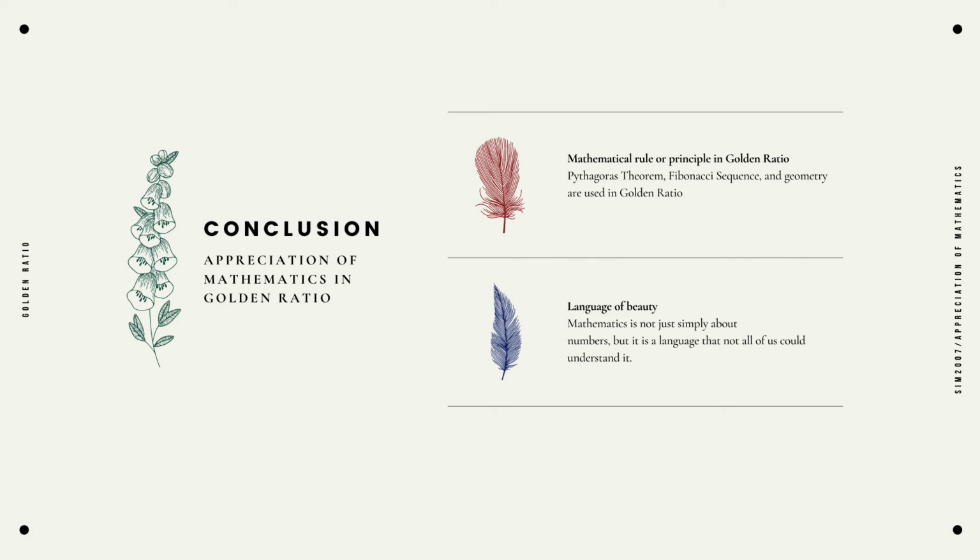In conclusion, the golden ratio has contributed to many sectors in this world. There are a few mathematical principles used, such as the Fibonacci sequence, the Pythagorean theorem, and geometry. All these have been explained previously by each of our group members. Aside from that, the discovery of the golden ratio has shown how mathematics works as a language of beauty.